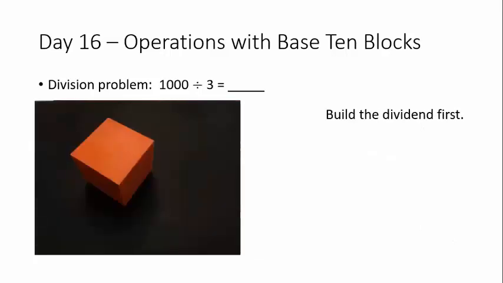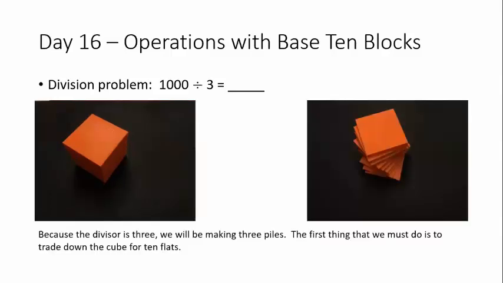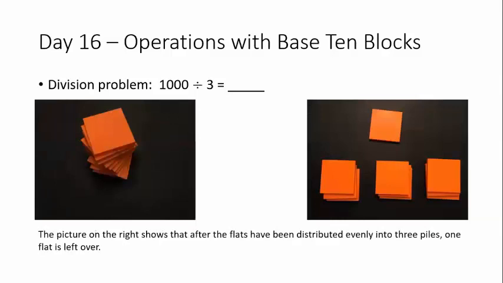Let's look at one more example. 1,000 divided by 3. When I build the dividend, I just have 1 cube. In order to divide this into 3 piles, I will need to trade down. The cube is traded down for 10 flats. The flats are divided into 3 piles. 3 flats go in each pile, and 1 flat is left over.